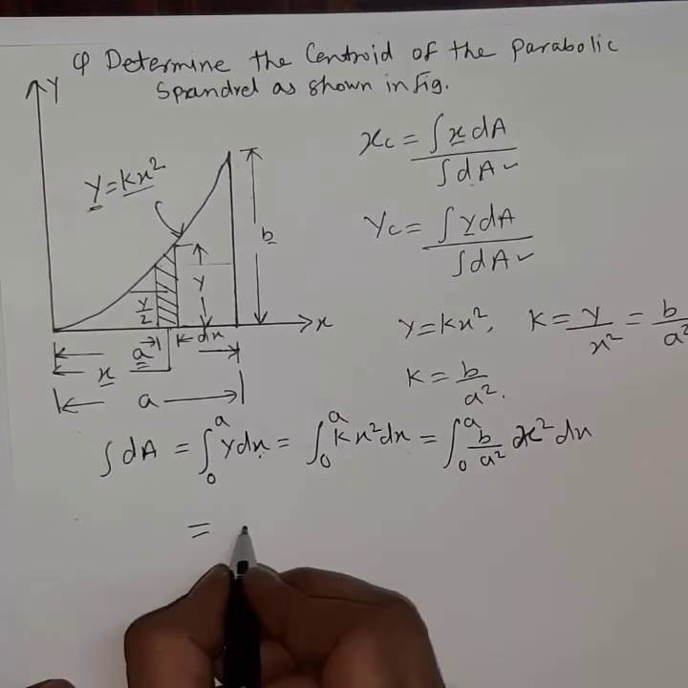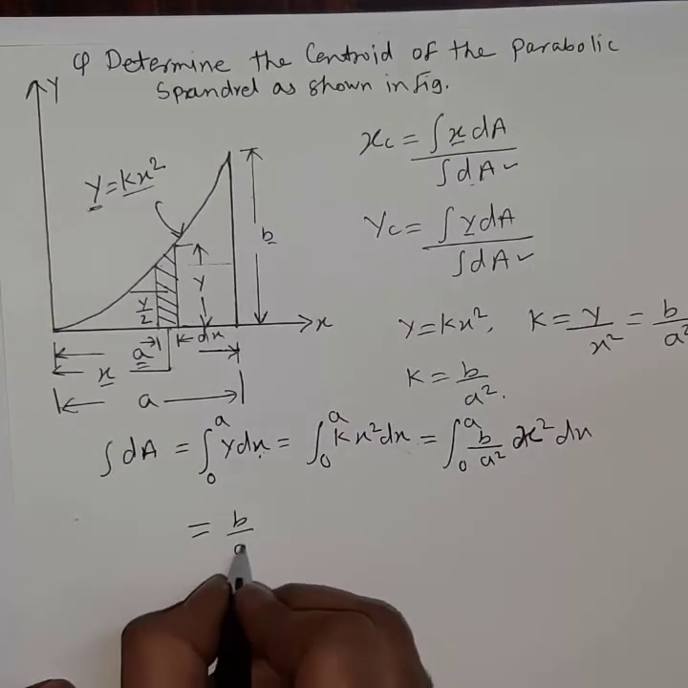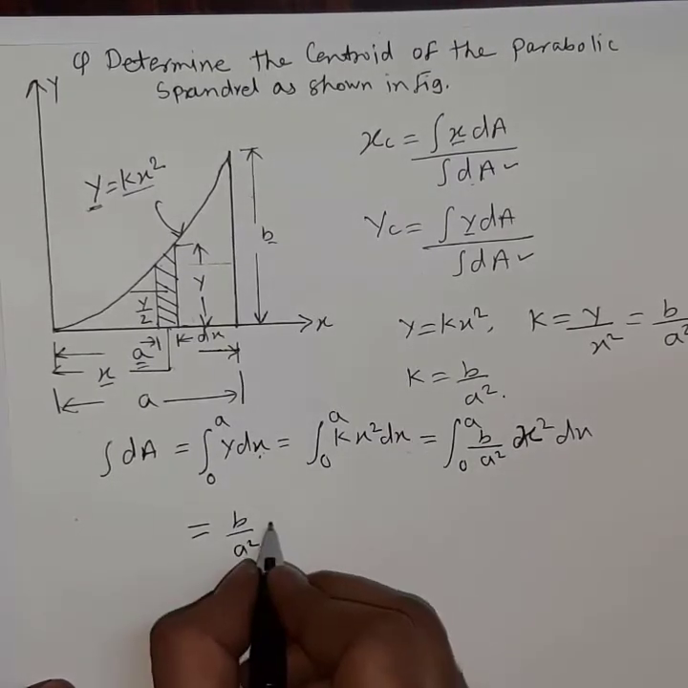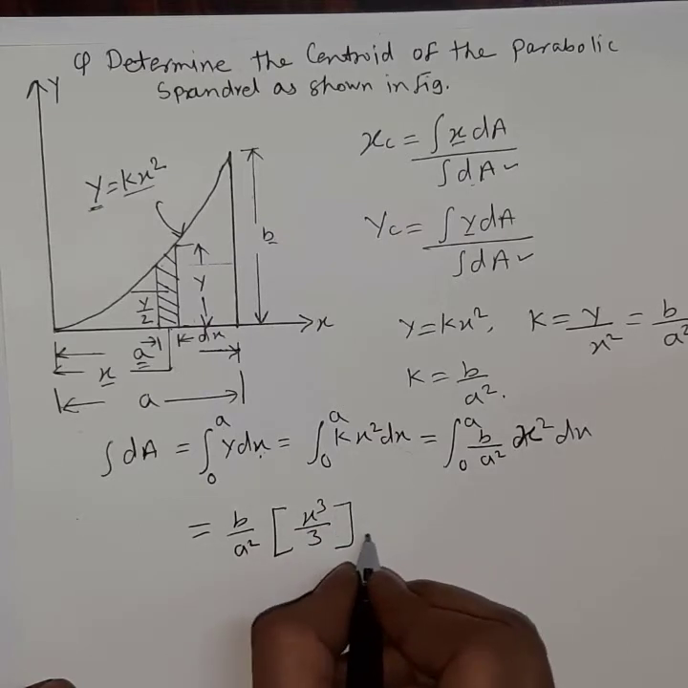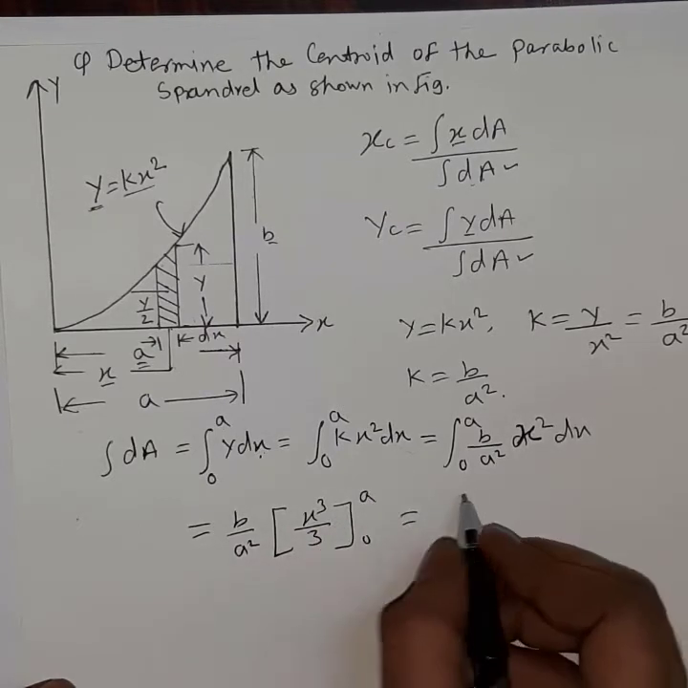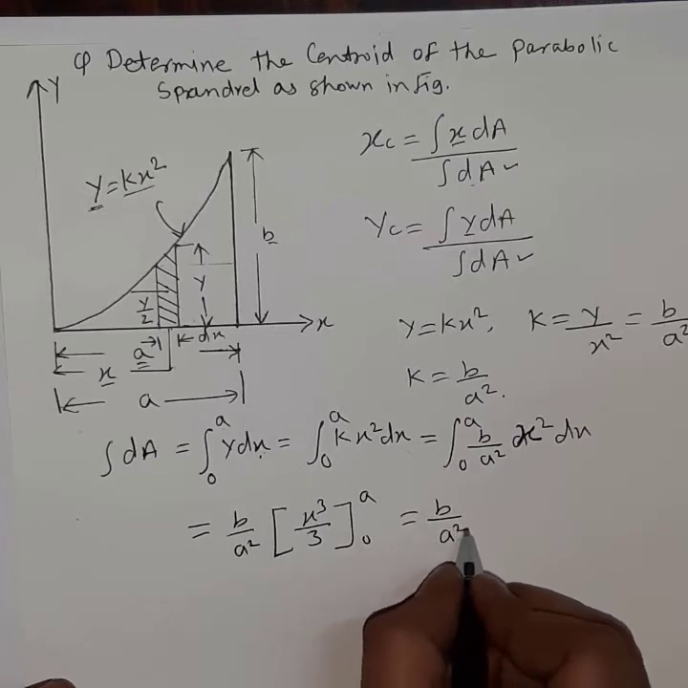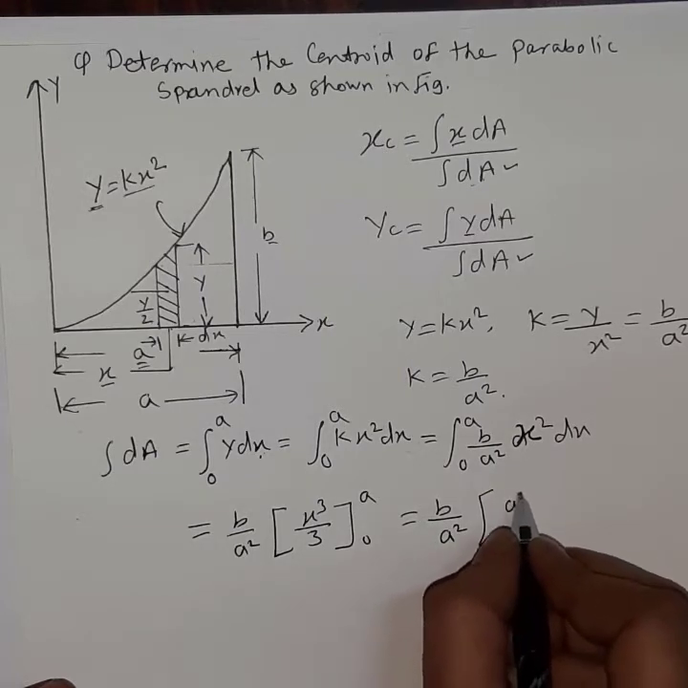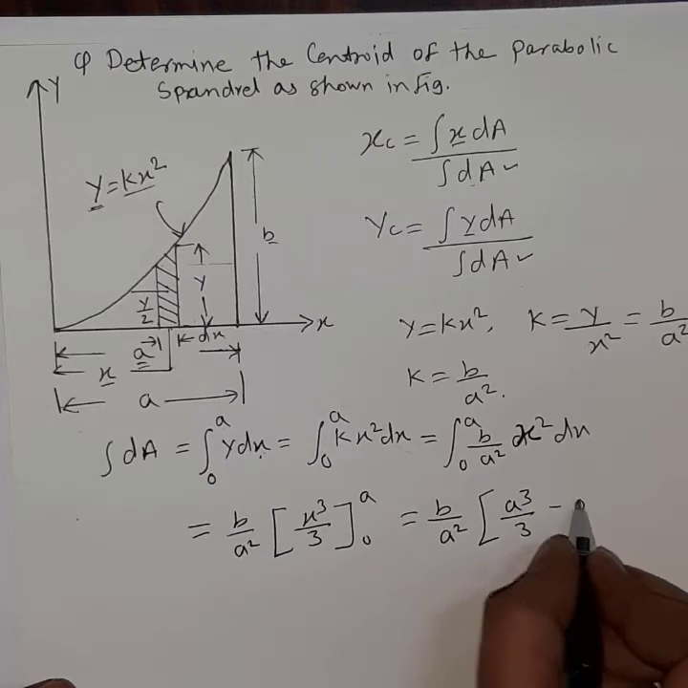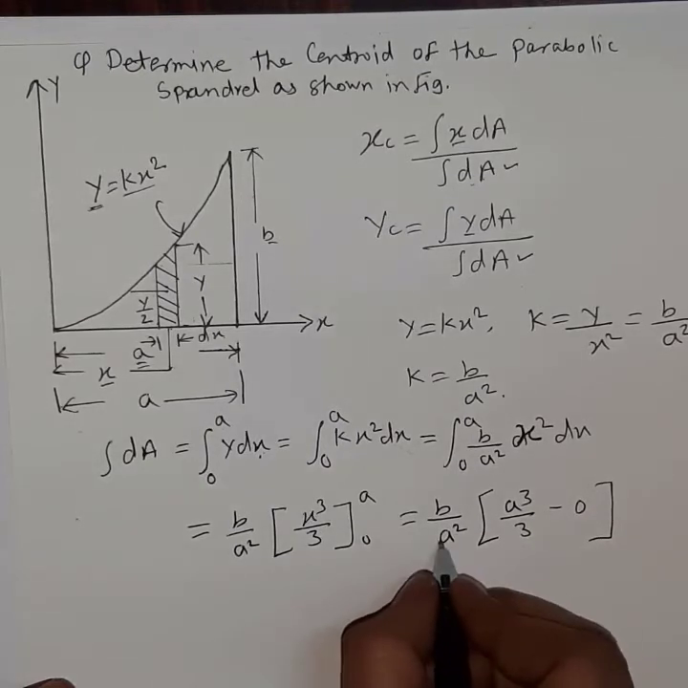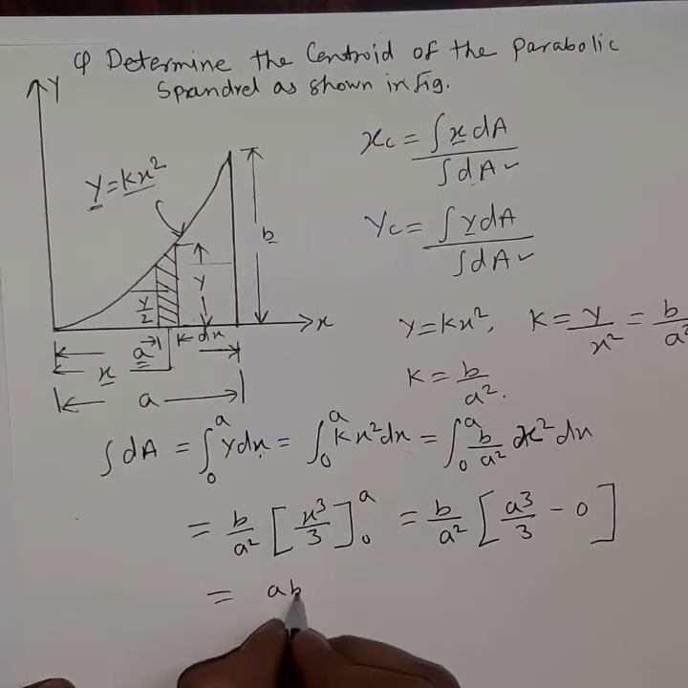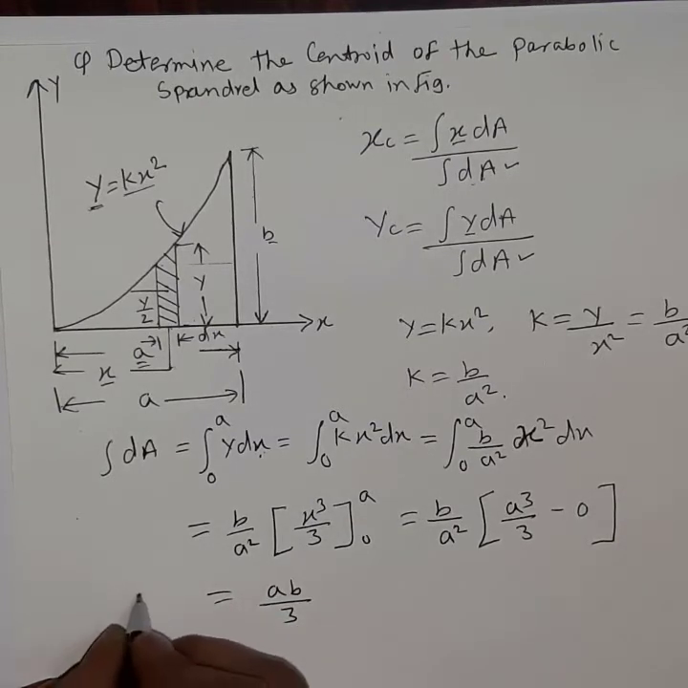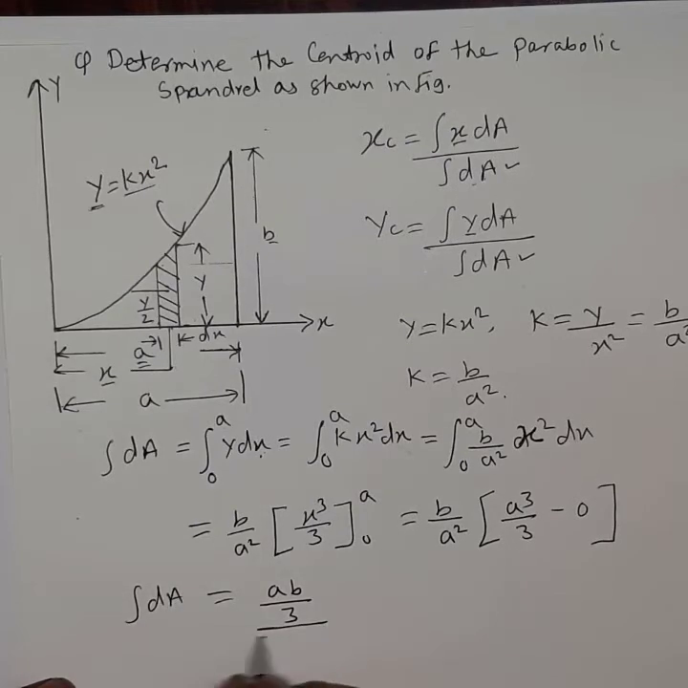Solving that, b divided by a square is constant, and the integration of x square is x cube divided by 3, to the limit of 0 to a. Putting in the limits, b divided by a square into a cube divided by 3, upper limit minus lower limit which is 0. The a square and a cube cancel, so we get ab divided by 3. So integration dA will become ab divided by 3. We can name this equation number 1.